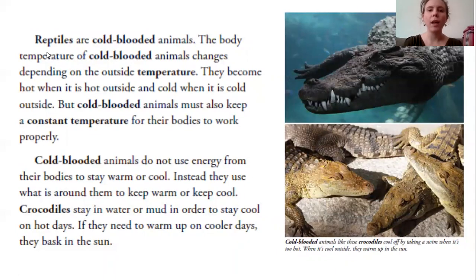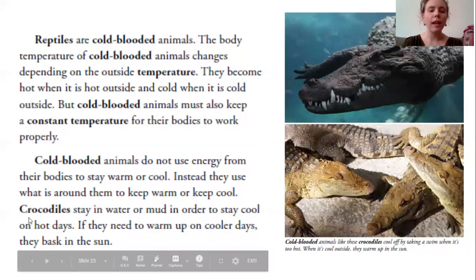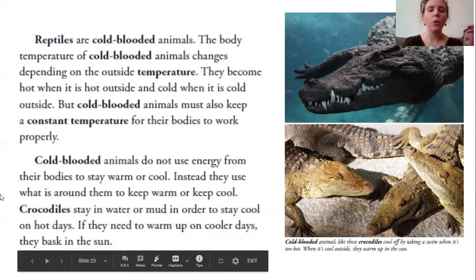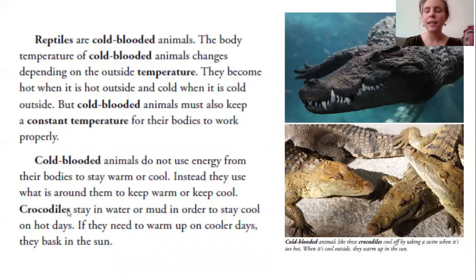Reptiles are cold-blooded animals. The body temperature of cold-blooded animals changes depending on the outside temperature. They become hot when it is hot outside and cold when it is cold outside. But cold-blooded animals must also keep a constant temperature for their bodies to work properly. Cold-blooded animals do not use energy from their bodies to stay warm or cool. Instead, they use what is around them to help keep warm or cool. Crocodiles stay in water or mud in order to stay cool on hot days. If they need to warm up on cooler days, they bask in the sun.